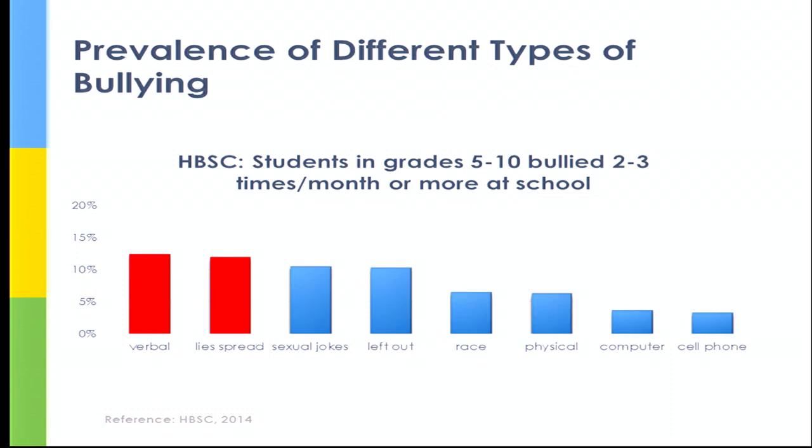I'm going to take a peek at data from 2 national surveys. Here we see data from the Health Behavior of School-Aged Children study. And as you can see, the most common forms of bullying that kids said they had experienced were verbal bullying and having lies spread about them. You can see that both of these are a good bit more common than physical bullying, or even at the far right-hand side, different forms of cyberbullying.